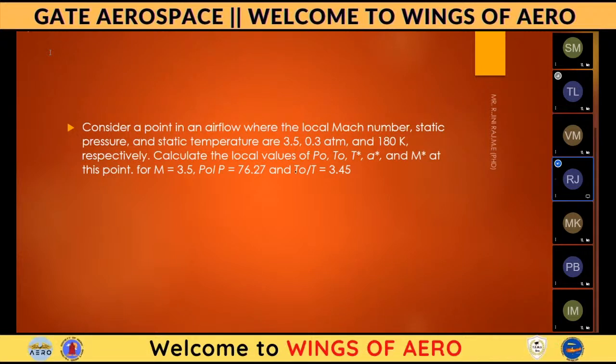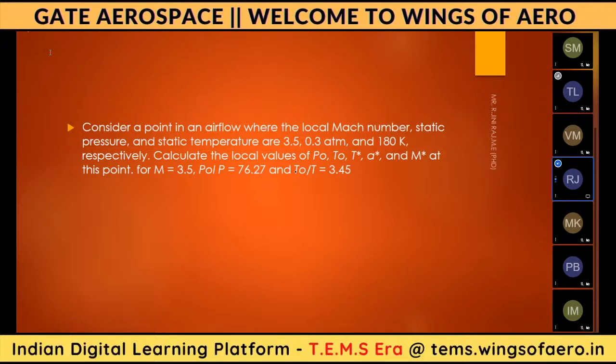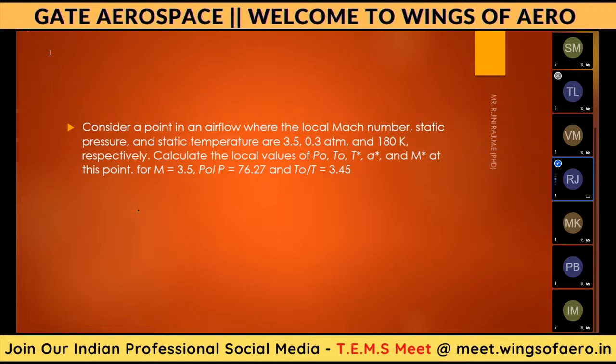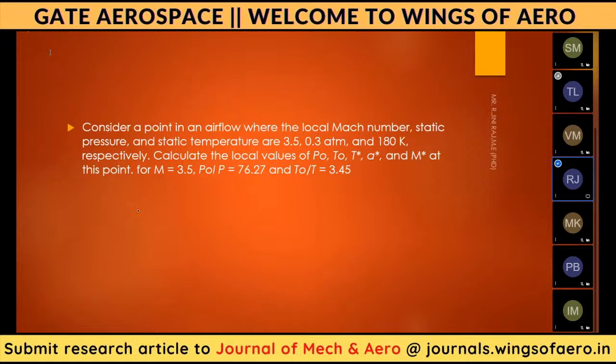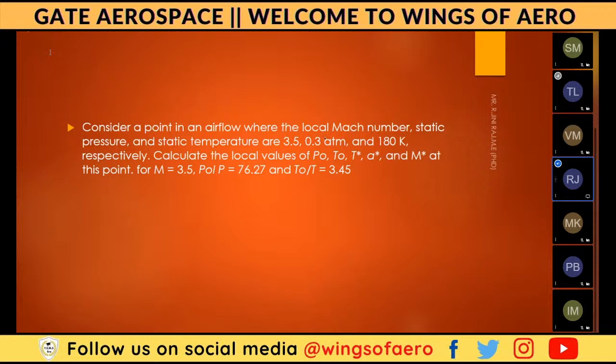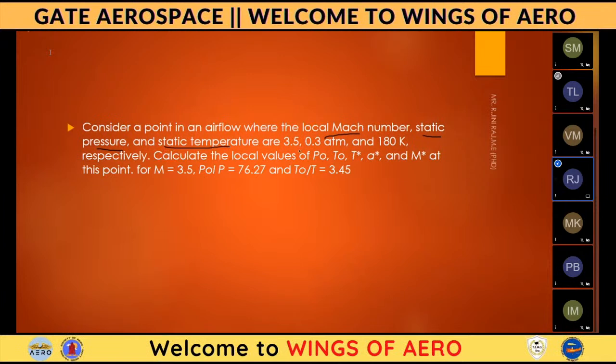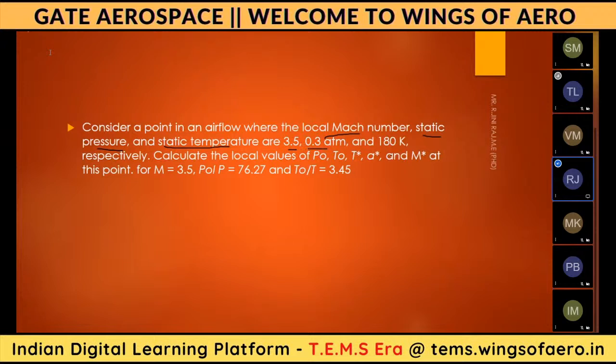Okay, fine. So shall we solve this problem? This problem is based upon our previous derivation only. So here consider a point in an airflow where the local Mach number, static pressure, and static temperature are given. The Mach number is 3.5, static pressure 0.3, and static temperature is 180 Kelvin.